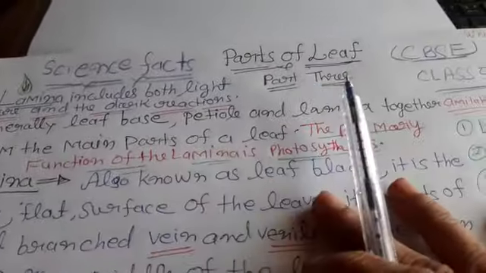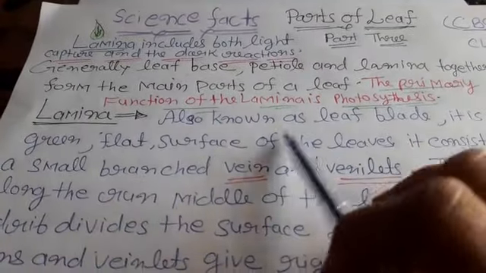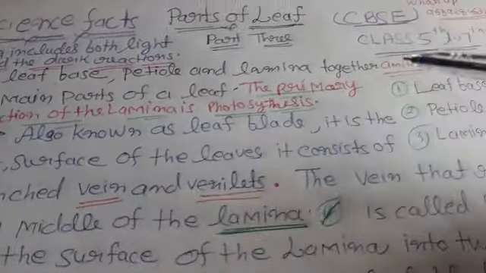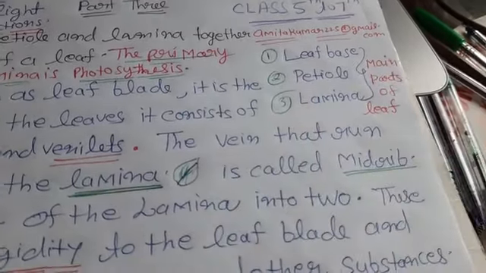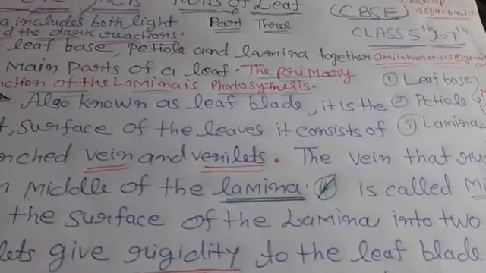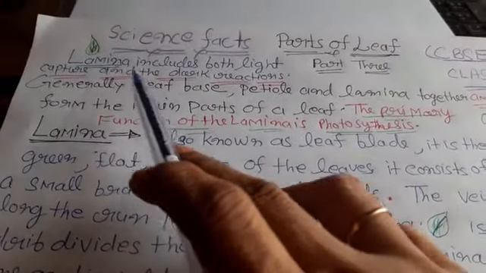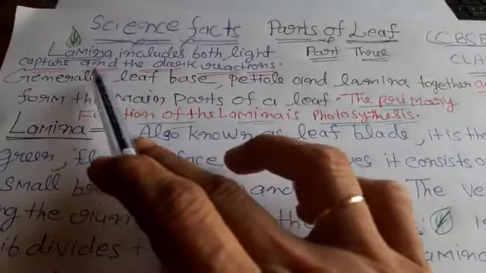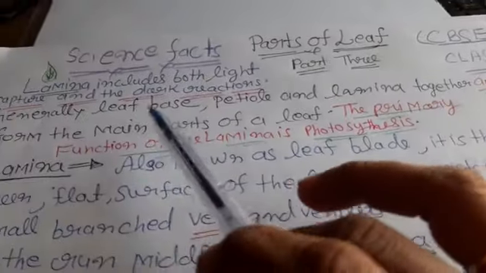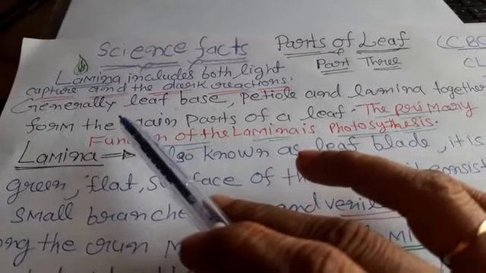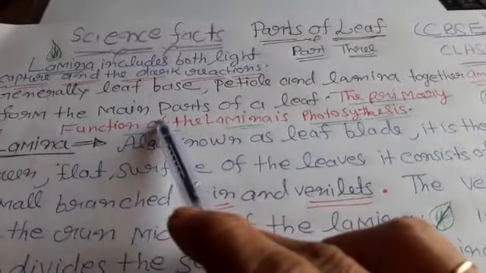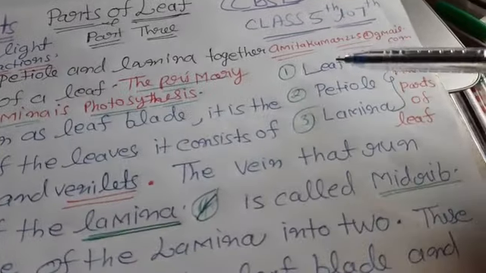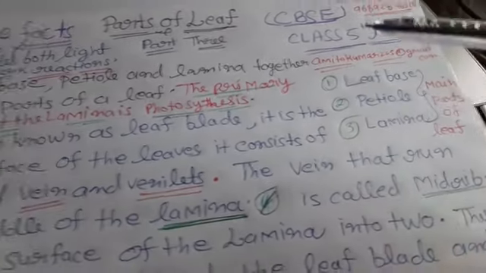Okay, so this is a discussion about the lamina. The lamina is a part of the leaf. The main parts of the leaf are the leaf base, petiole and lamina. The leaf base and petiole were already discussed in a previous video. So let's revise. The lamina includes both light capture and dark reaction. It captures the sunlight, and you can note down this content. Generally, leaf base, petiole and lamina together form the main parts of the leaf.